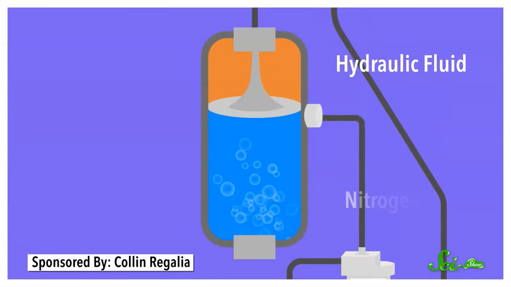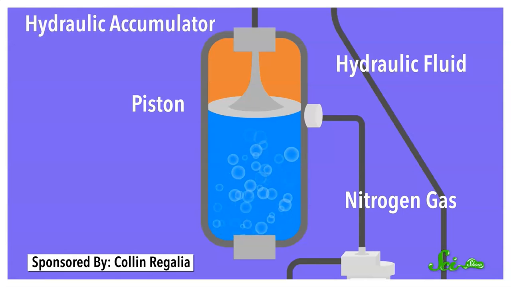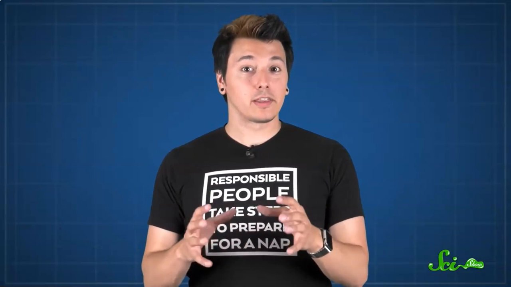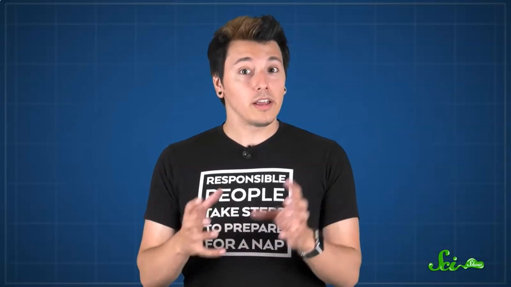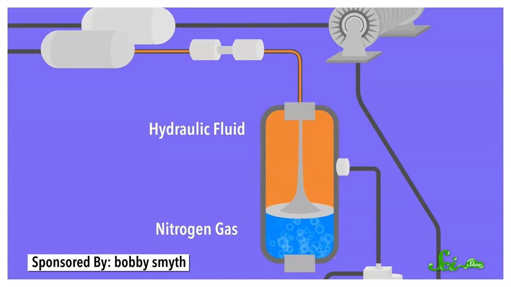A hydraulic fluid and some nitrogen gas are separated by a piston inside this chamber called a hydraulic accumulator. And the key to these launch systems is the fact that liquids, like hydraulic fluid, are incompressible. So the hydraulic fluid is pumped into the accumulator and compresses the nitrogen gas, so there's more gas molecules bouncing around in a smaller space, which increases the pressure.